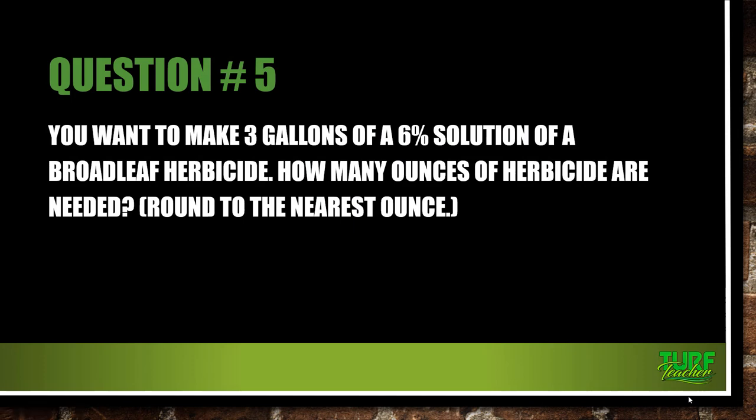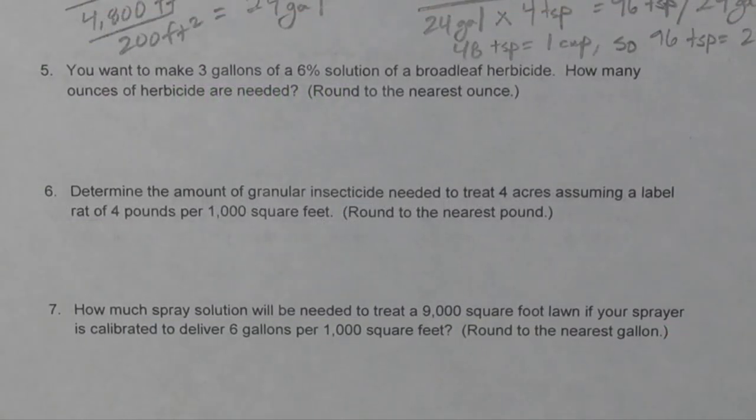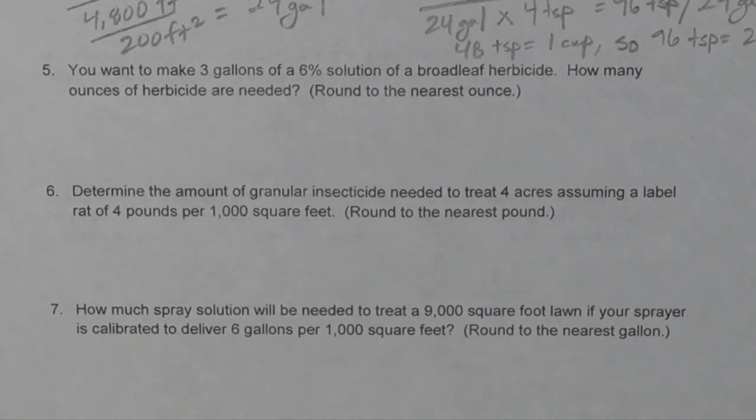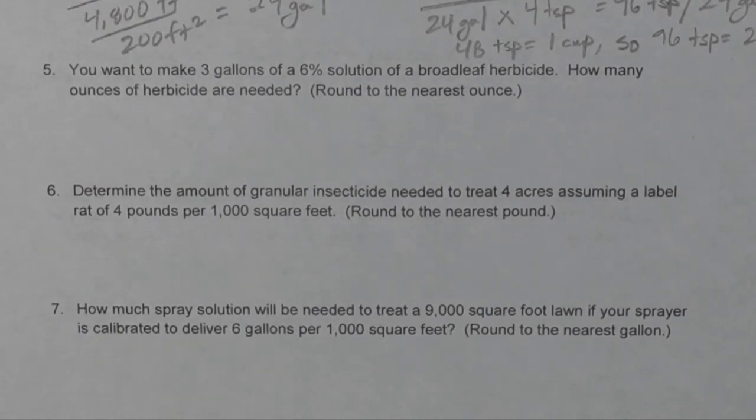Question number five. You want to make 3 gallons of a 6% solution of a broadleaf herbicide. How many ounces of herbicide are needed, round to the nearest ounce? And so guys, what we're going to figure out is how many ounces are we going to put in the spray mixture for 3 gallons. Let's do the math. You want to make 3 gallons of a 6% solution of broadleaf herbicide. How many ounces of herbicide are needed, round to the nearest ounce?